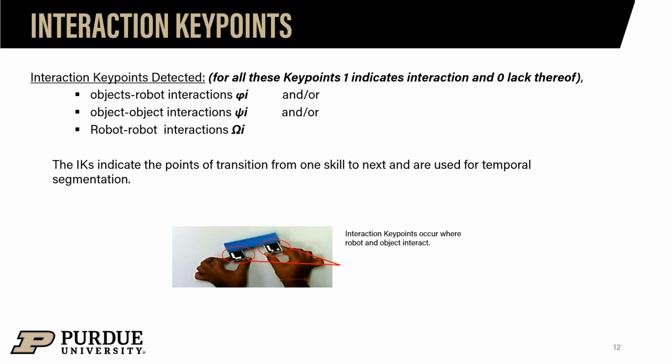We identify three sets of interactions. The first are object-robot interactions, second are object-object interactions, and finally robot-robot interactions. These interactions are then modeled using the decision tree to detect skills.